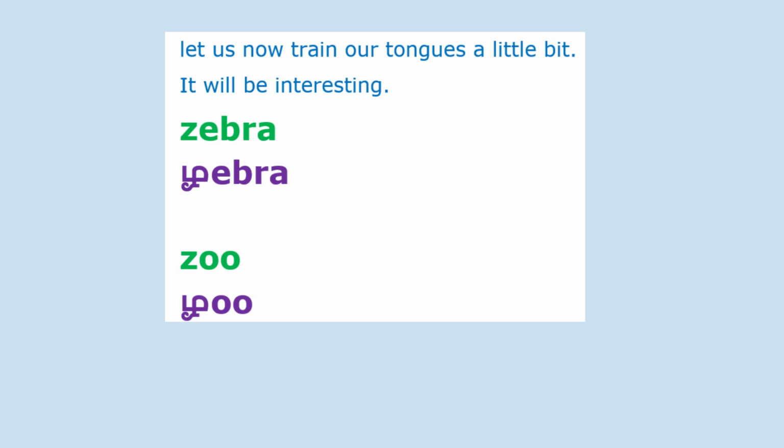Now let us train our tongue a little bit. It will be interesting, I guarantee you. The first letter will be an English letter, and then what we are going to do is just replace the Z sound with the Ra sound of Tamil. So let us start now. The first one is zebra, zebra. And just try saying rebra, rebra. So all that you're doing is bringing your tongue a little back. Zebra, rebra, zebra, rebra.